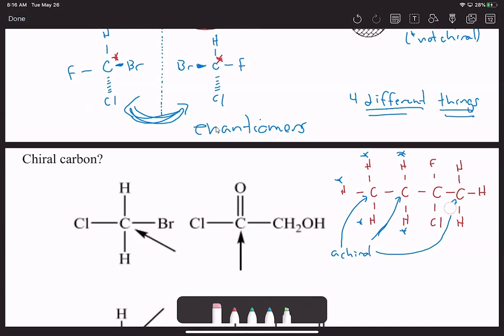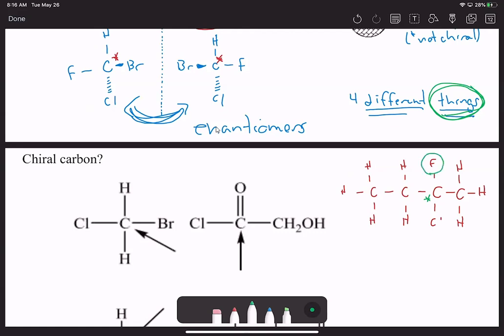All right. So we know which ones are achiral, but there is one carbon that we just haven't taken a look at yet. So this carbon here, I'm going to circle the 3 different things, right? So when we look at these, here's one thing. I have fluorine. And here is another thing, and that's going to be my chlorine.